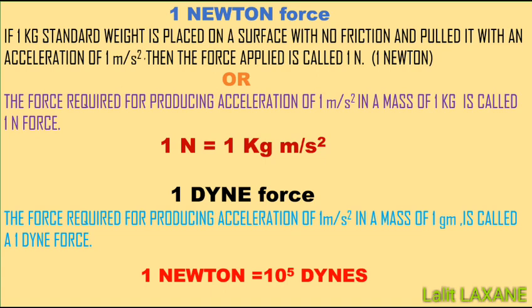1 Newton force. If 1 kilogram standard weight is placed on a surface with no friction and pulled with an acceleration of 1 meter per second square, then the force applied is called 1 Newton. Or the force required for producing acceleration of 1 meter per second square in a mass of 1 kilogram is called 1 Newton force. 1 Newton is equal to 1 kilogram meter per second square.